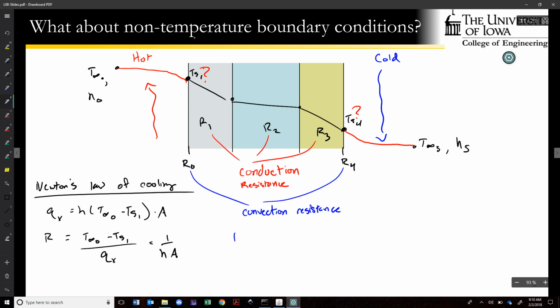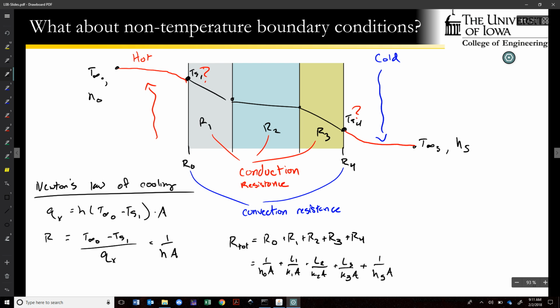So our total resistance network now would look like R total is equal to R naught plus R1 plus R2 plus R3 plus R4, which is just 1 over H naught A plus, in this case, the resistance for the conductive wall, which is L1 over K1A plus L2 over K2A plus L3 over K3A, plus 1 over H5A.